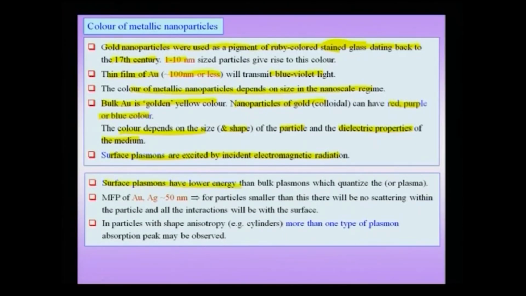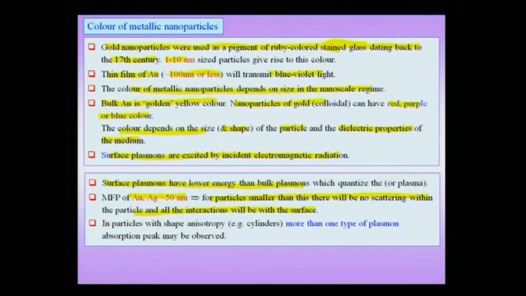Surface plasmons have a lower energy than bulk plasmons. Now, when you have gold or silver, which has a mean free path of about 50 nanometers, for smaller particles than this there will be no scattering within the particle and all the interactions will be with the surface. In other words, when you have extremely small particles, it is the surface which becomes important. That means we have to worry about the surface plasmons more than the bulk plasmons. In other words, the bulk plasmon absorbance is going to be small, and it is the surface plasmons which are going to play the key role in determining the optical properties of such small metallic nanoparticles.